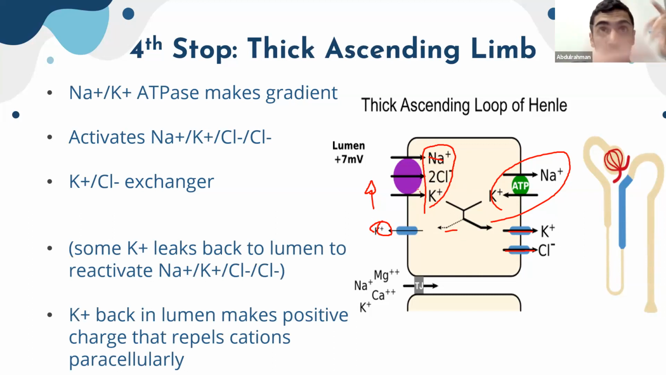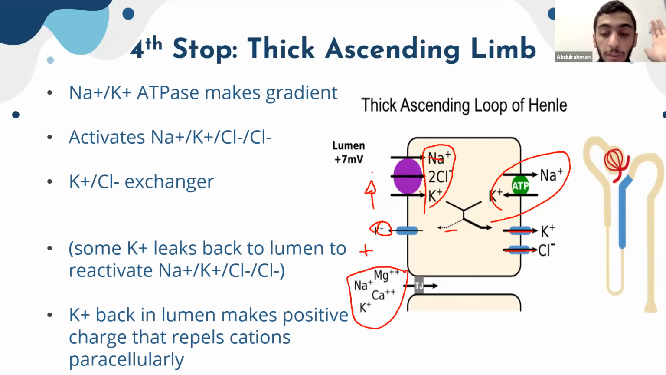So we crossed out the electrical charge. But the potassium moving back is creating a positive charge, right? So positive and positive are going to repel. As you can see, sodium, magnesium, potassium, and calcium are positively charged ions. They're going to be repelled, and they're going to pass between the cells because of the negative charge due to the electrical gradient, and they're going to pass into the blood.